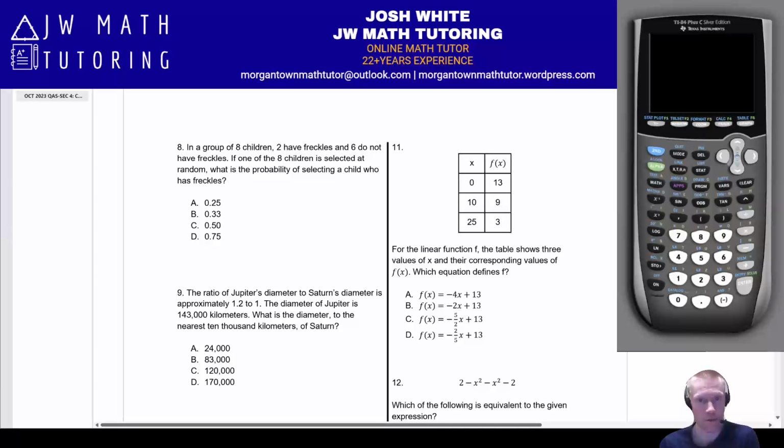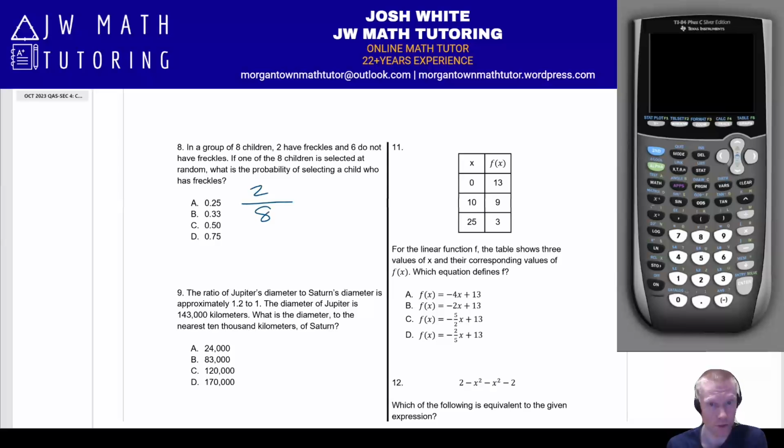Now, moving on to the next page. For number 8, you just have a basic probability problem. The probability of selecting a child that has freckles: there are 2 that have freckles, so that goes on the top of our fraction, the number meeting the criteria, over the total number of children you could choose from, which is 8. So 2 over 8, or 1 over 4, is equal to 0.25. The correct answer is letter A.